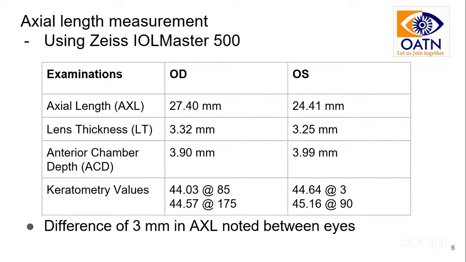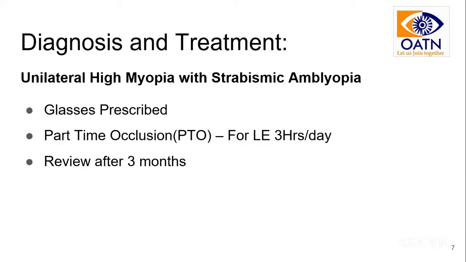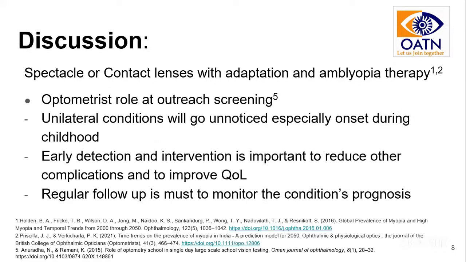Lens thickness in the right eye was 3.32 mm and in the left eye 3.25 mm. Anterior chamber depth was 3.90 in the right eye and 3.9 in the left eye. Keratometry values showed 44.03 at 85 and 44.57 at 175 in the right eye, and 44.64 at 3 and 45.16 at 90 in the left eye. The child was diagnosed with unilateral high myopia with strabismic amblyopia. Glasses were prescribed in the hospital with part-time occlusion for the left eye, 3 hours per day, and a 3-month review was advised.